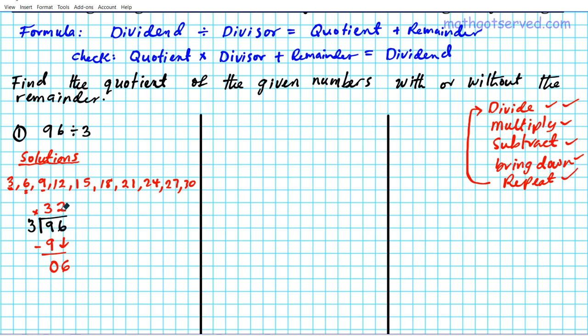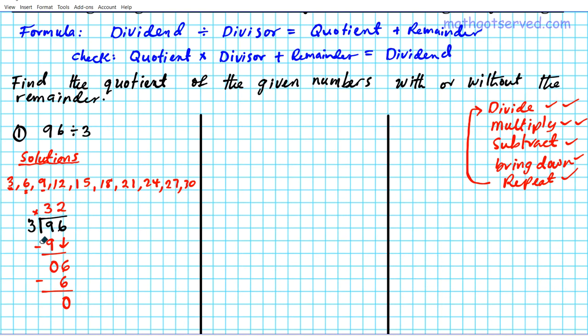What are we going to do next? Multiply 2 from the quotient digit times the divisor. 2 times 3 is 6. Put the answer underneath here, under that digit of your dividend that you brought down. We multiplied, and now what are we going to do? Divide, multiply, subtract. 6 minus 6 is 0. Okay? There's nothing to bring down, and you notice 0 is smaller than 3.